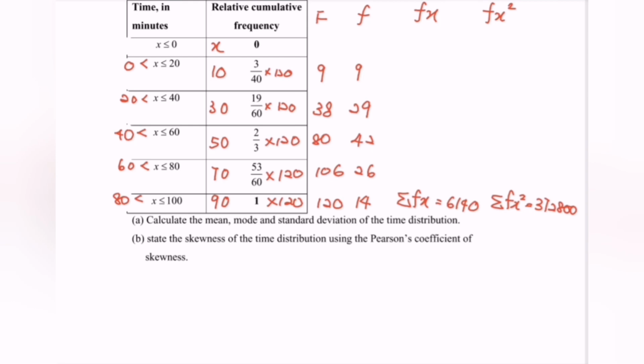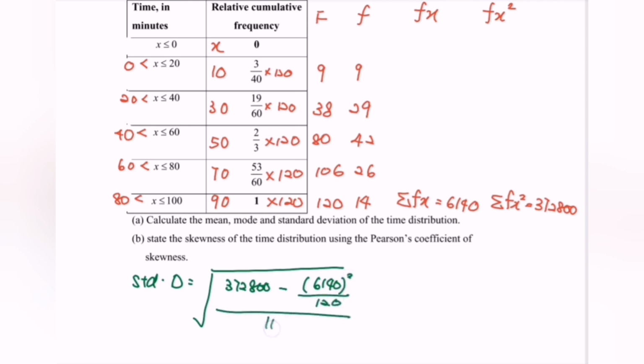Next is to find the standard deviation. For the standard deviation, we have the square root of the summation for fx square, 372,800, minus the summation for fx, 6140 squared, over 120, all over 119. Finally, the standard deviation is equal to 22.2.